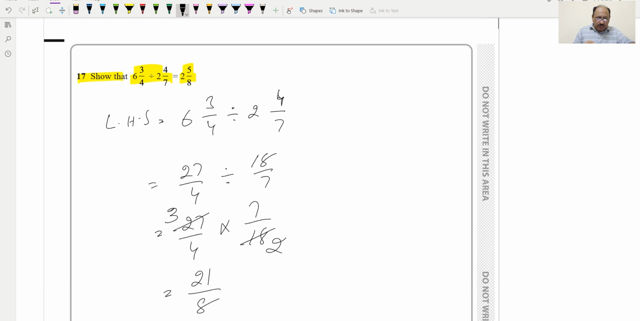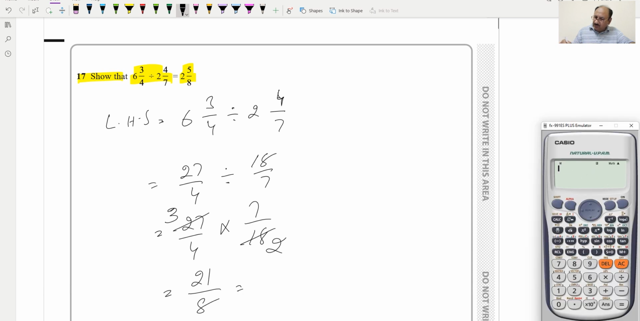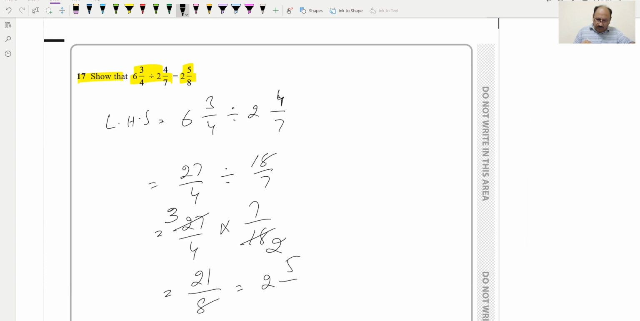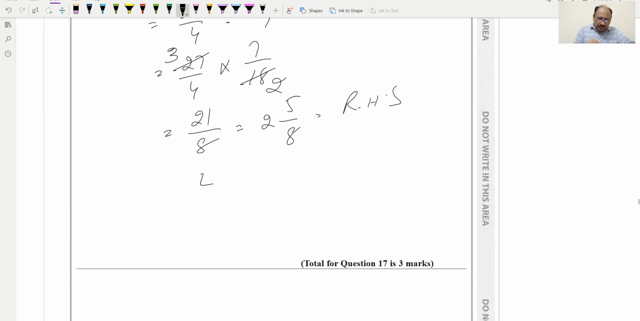Now 21 over 8, which is equal to, if we check with calculators we can use and show working. So this will be divided by 8, and in mixed fraction will be 2 whole 5 by 8. So 2 whole 5 by 8, which is equal to the right hand side. So we can write left hand side is equal to right hand side, and it is done.